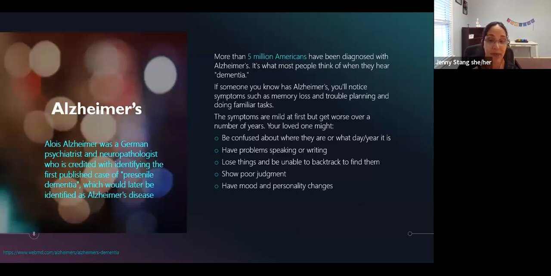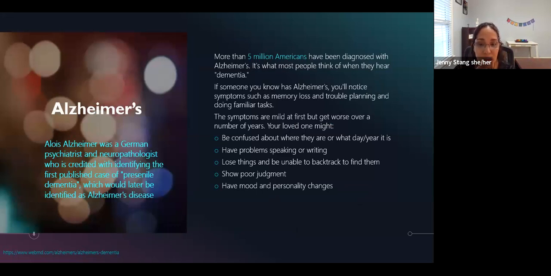So briefly, we're going to define Alzheimer's. Alzheimer's affects more than 5 million Americans. It's what most people think of when they hear the word dementia. If someone that you know has Alzheimer's, you'll notice symptoms like memory loss and trouble planning and doing familiar tasks. Symptoms can be mild at first, but get worse over a number of years.